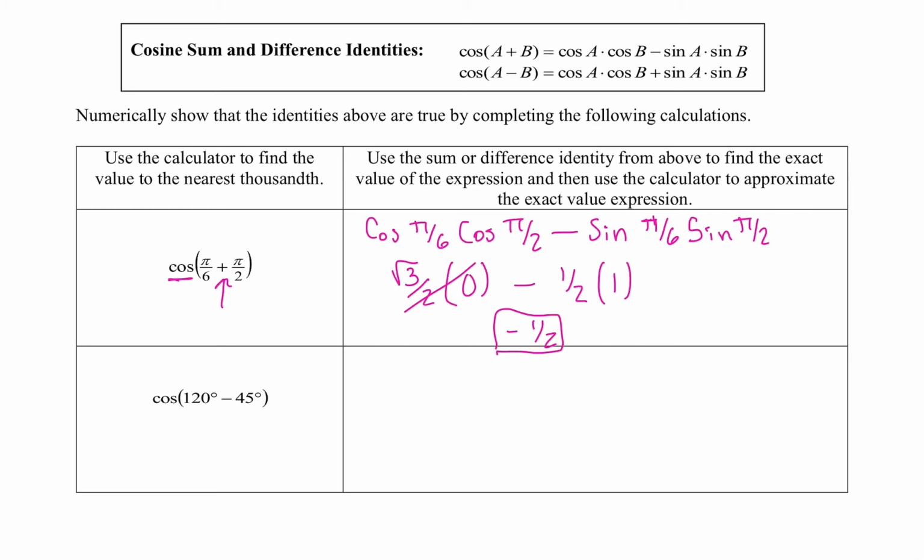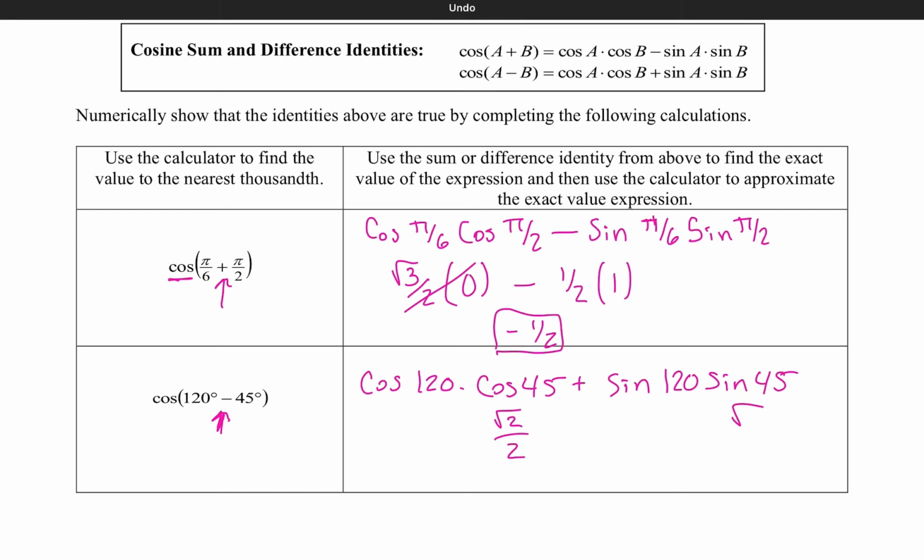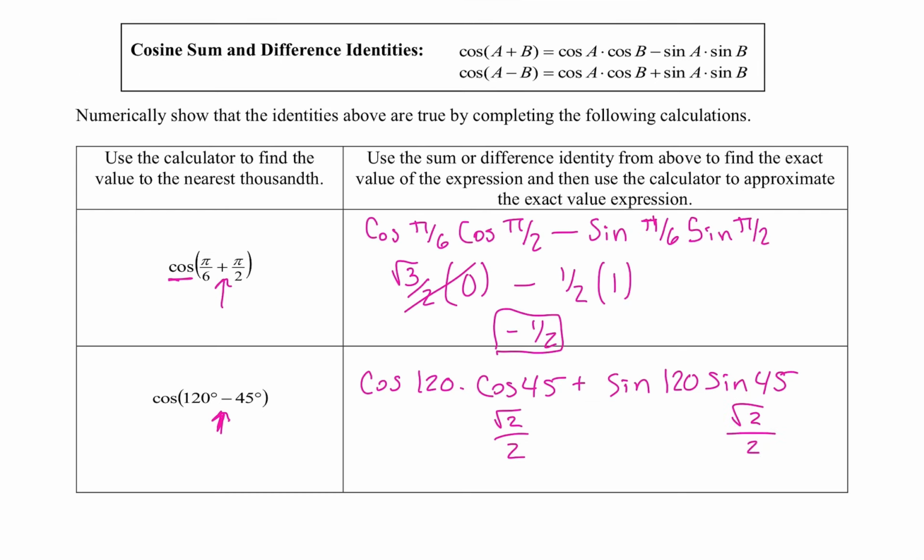All right, in this next one, we've got a difference of cosine. So we've got cosine of 120 minus 45. So we're going to write this out the same way, cosine, cosine first. So 2 cosines, so cosine of 120 times the cosine of 45. And since this one is subtraction, we're going to change it to addition. And then we put sine of each of them, sine of 120, sine of 45. So the sine of 45 and the cosine of 45 should be pretty easy. We know these are going to be square root of 2 over 2 for both of them.